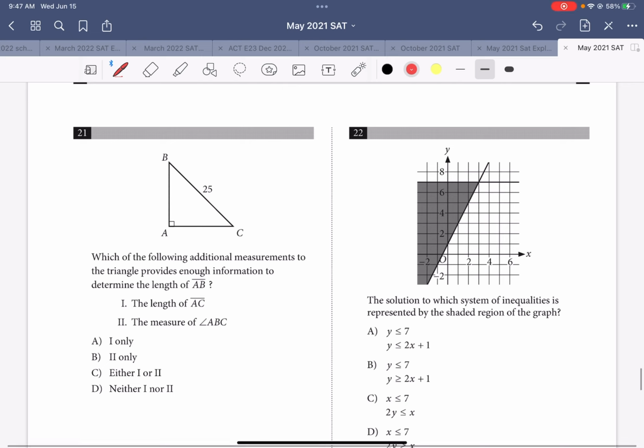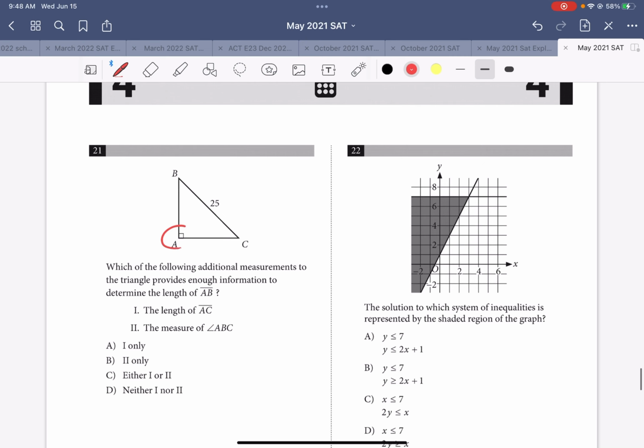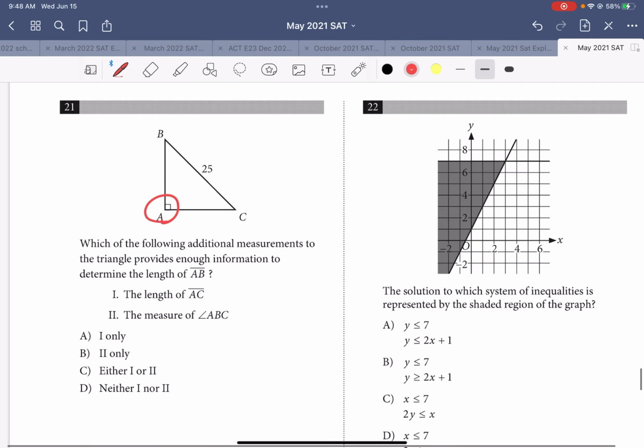Number 21. Which of the following additional measurements to the triangle provides enough information to determine the length of AB? Notice this one is a right angle here. So the length of AC. If you know the length of AC, that is enough information to determine the length of AB. Of course, Pythagorean theorem, right?